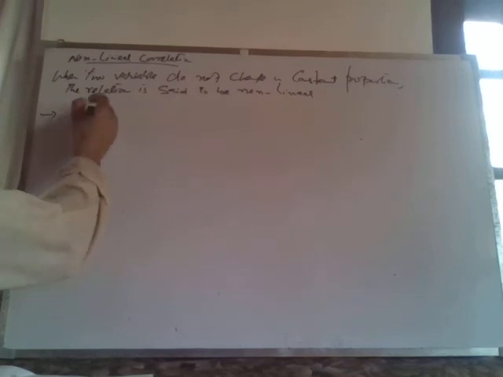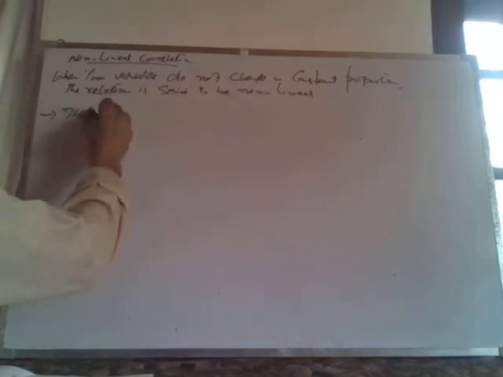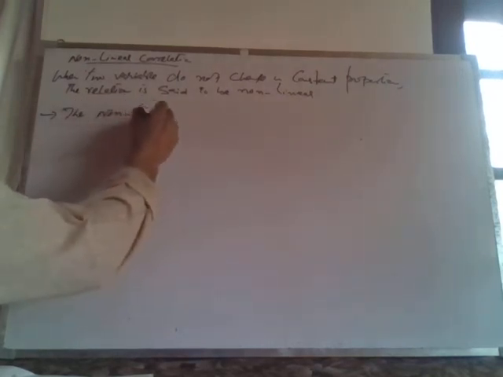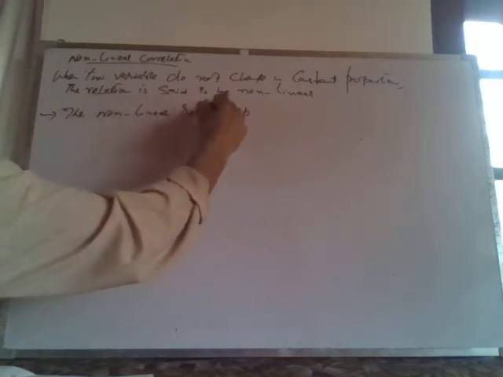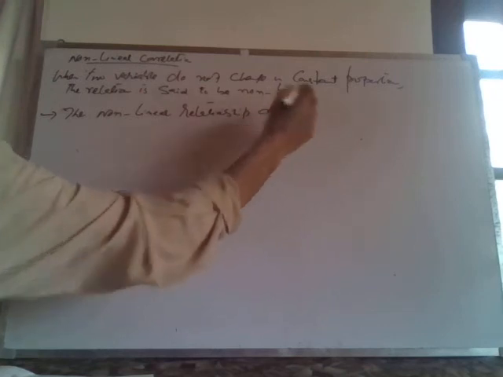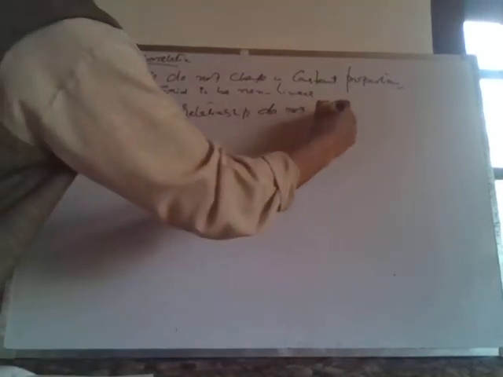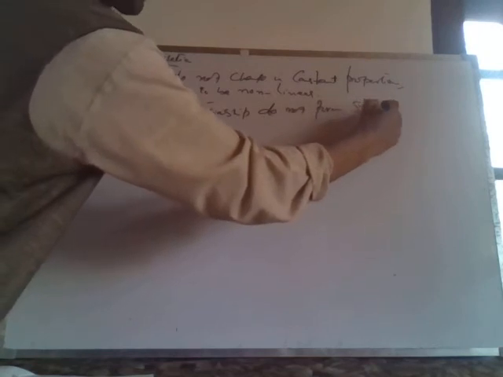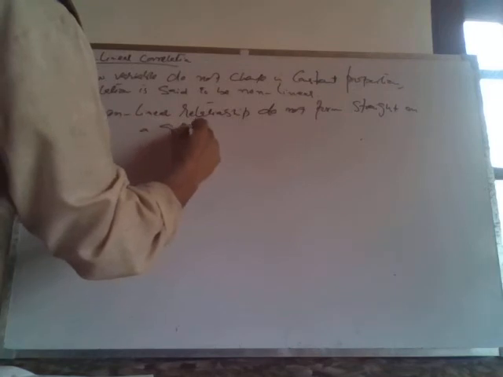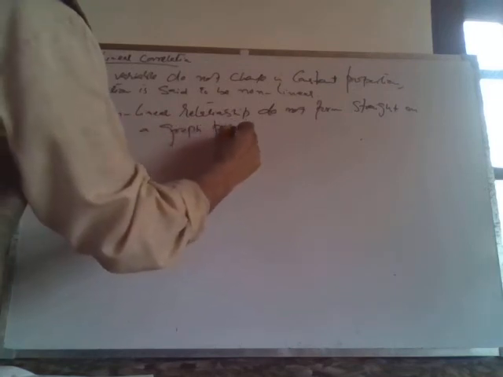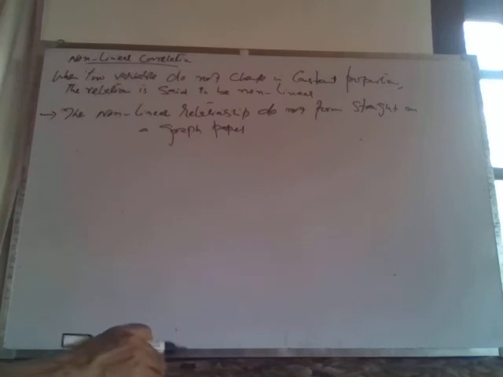Also, the non-linear relationship does not form a straight line on a graph paper. So when non-linear relation is plotted on a graph paper, we do not get a straight line, but we get a curve.